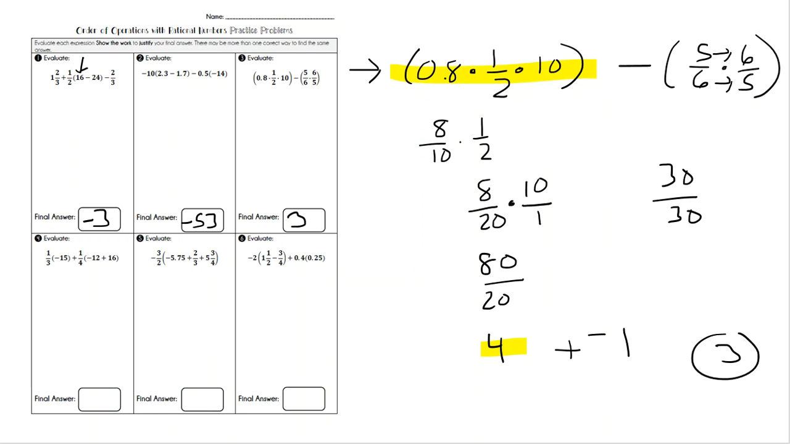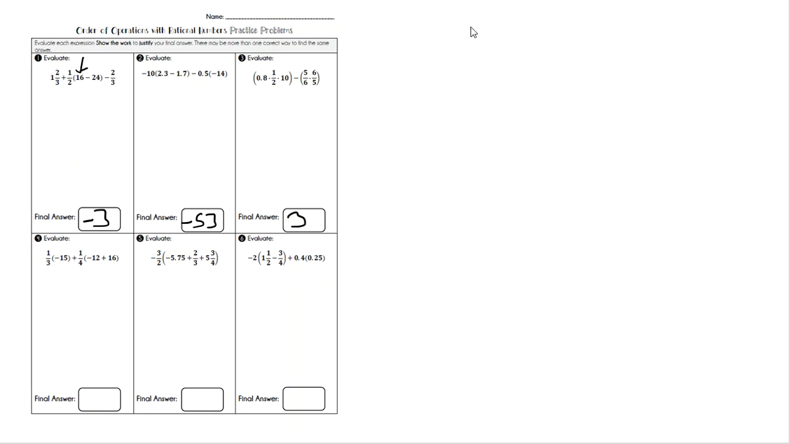Okay, let's look at number 4. Okay, now as we do number 4, I want you to start looking at this and deciding what operation you would do first. So we have a 1/3 times negative 15. We're adding that to a 1/4 times negative 12 plus 16. Okay? So the operation that we would do first would be the parentheses. So let's go ahead and do this first.